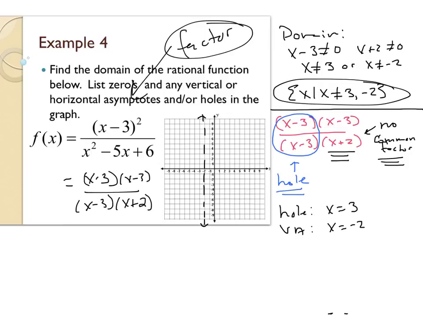Okay, so there's our vertical asymptote. So we know where the hole is, but I said we're going to wait. So there's the hole, there's the vertical asymptote. Now I'm going to find the horizontal asymptote.